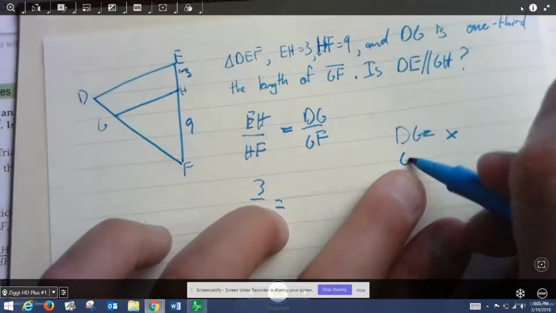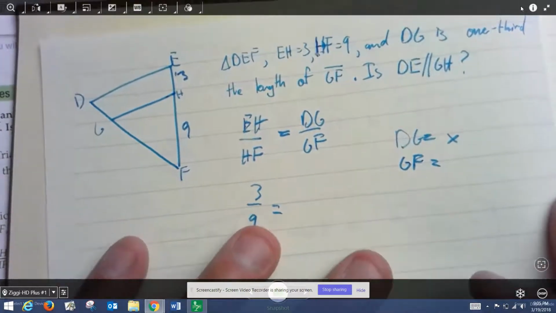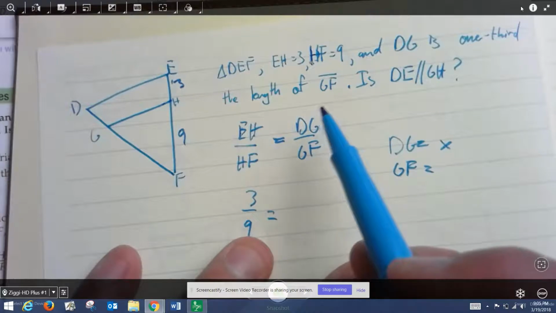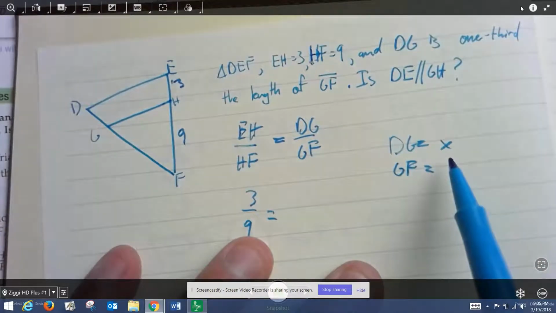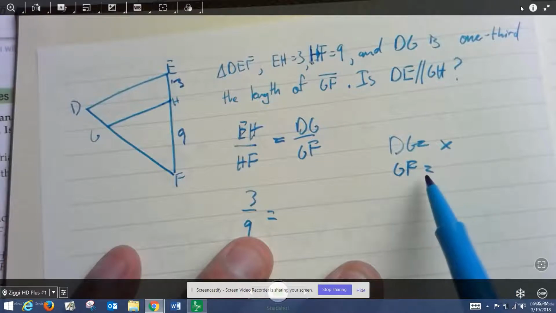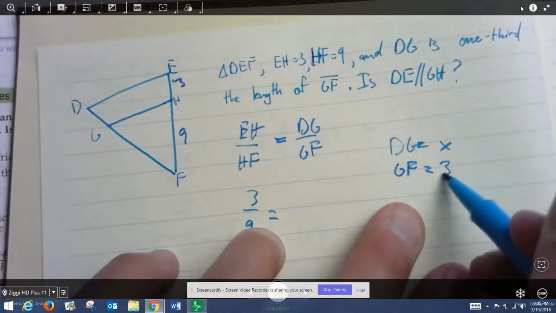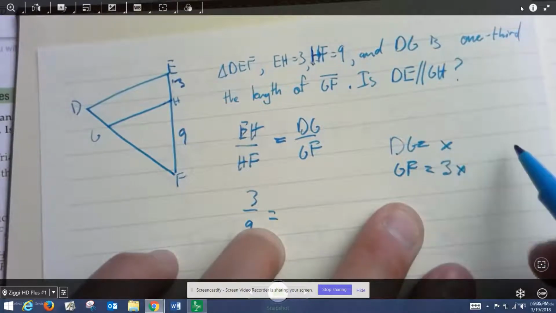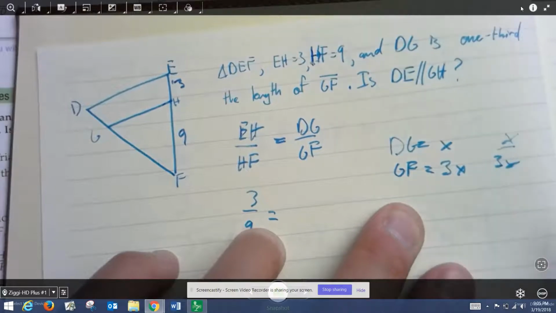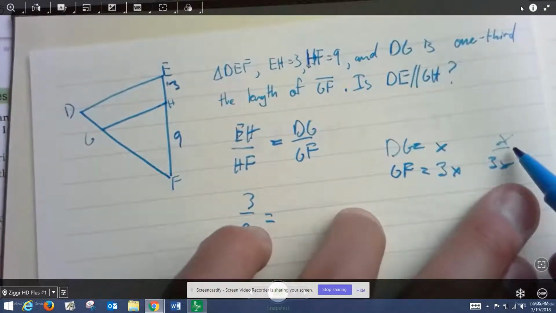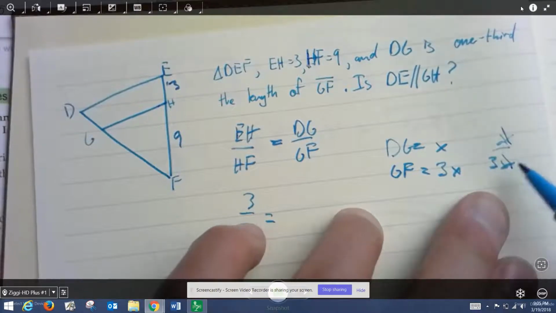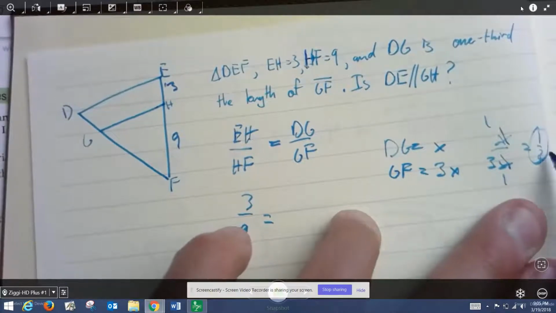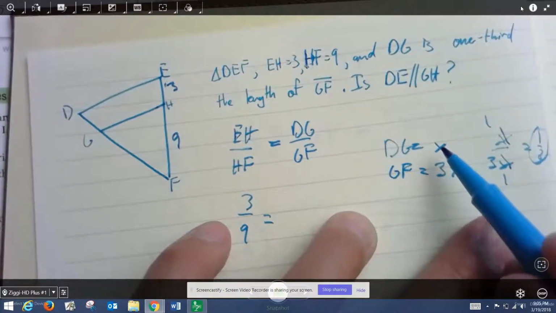If you think about it, it says here that DG is 1/3 the length of GF. So what does that mean in terms of X? If DG was X, that would have to mean that GF is 3 times bigger than DG. And if you think about this, X divided by 3X, the variables X and X cancel out to 1, and you end up getting a ratio of 1 to 3, or 1 over 3, which makes sense. DG is 1/3 the length of GF.